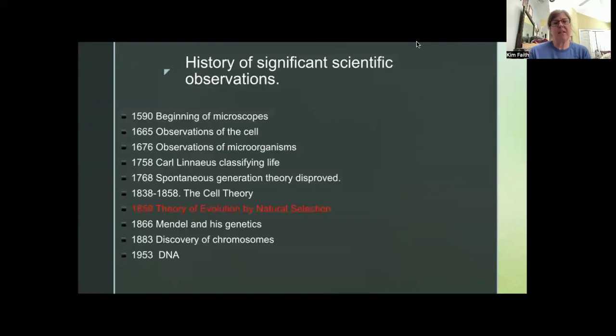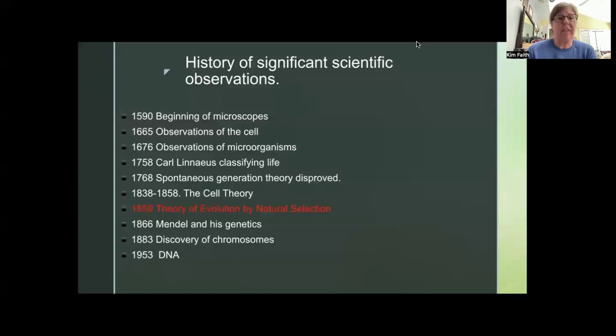And then I like to go into some of the history of significant scientific observations, because it will give you the scope of the sequence of how things have been discovered in the biological realm. So in 1590 is the beginning of microscopes. That's when we first started to use lenses to see things that were too small to see with our eyes.